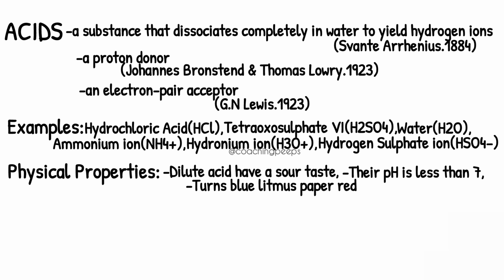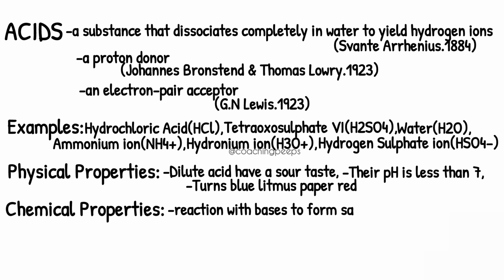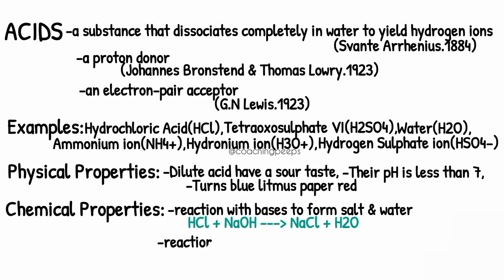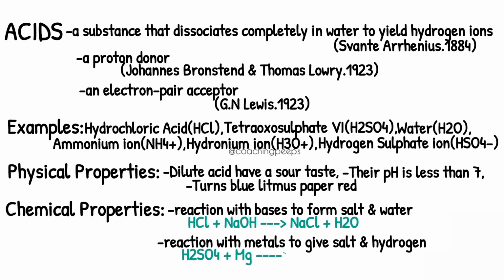Moving on to the chemical properties of acids. Acids react with bases to form salt and water. The equation below is hydrochloric acid plus sodium hydroxide will give you sodium chloride and water. Another chemical property is that they react with metals to give salt and hydrogen. The equation below is tetraoxosulfate 6 acid plus magnesium will give you magnesium sulfate and hydrogen.